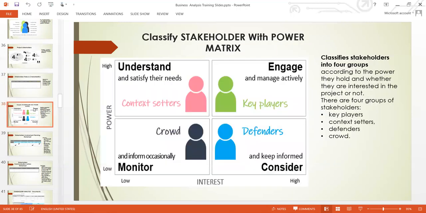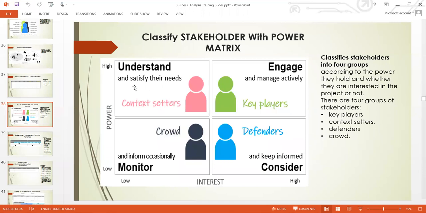So the next thing is to classify stakeholders into 4 groups according to the power they hold and whether they are interested in the project or not. There are 4 groups of stakeholders here. We have key players, we have context setters, we have the crowd, and we have defenders.